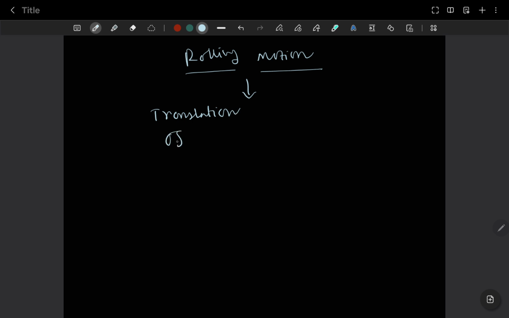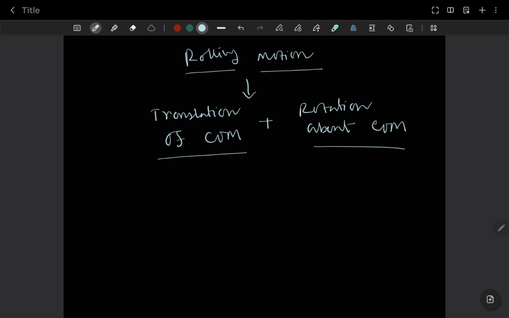Okay, so let us discuss rolling motion. Rolling motion is described as translation of center of mass plus rotation about center of mass. Translation of center of mass and rotation about center of mass are occurring simultaneously in rolling motion.